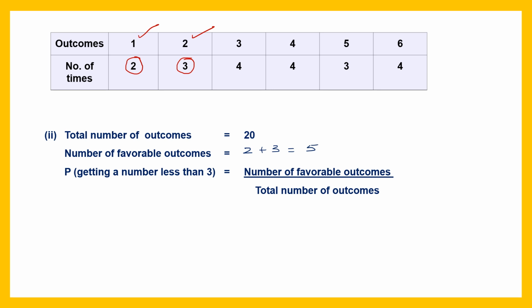Now to find the probability, let's use this formula. The number of favorable outcomes is 5 and the total number of outcomes is 20. Now reduce it to the lowest term. 5 ones are 5 and 5 fours are 20. So what is the probability of getting a number less than 3? 1 out of 4 chances. Okay. So 1 by 4 is your answer.